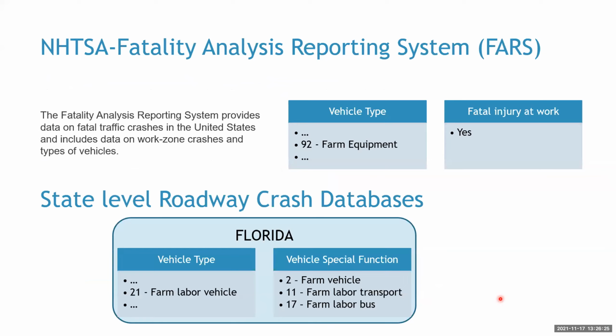For roadway related agricultural injuries and fatalities, we need additional data sources. There are some data sources. The first one is by the National Highway Traffic Safety Administration. The system is called the Fatality Analysis Reporting System, FARS. FARS has data on fatal traffic crashes in the United States. Vehicle type can be used to filter to extract farm equipment related fatal injuries. There is a specific code for farm equipment. Additionally, there is another variable, fatal injury at work. If you are specifically interested in work-related injuries, you can filter the database by selecting yes.